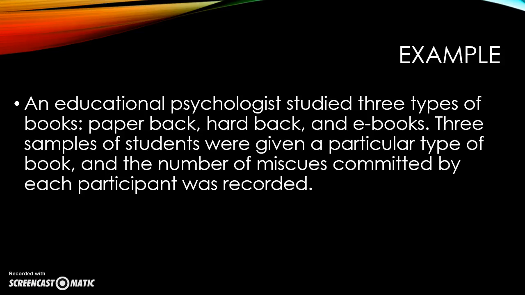Now we're going to do an example. This slide will explain what we are looking for and what the data is representing, and the data will be given on the following slide in a chart. An educational psychologist studied 3 types of books: paperback, hardback, and ebooks. 3 samples of students were given a particular type of book, and the number of miscues committed by each participant was recorded.